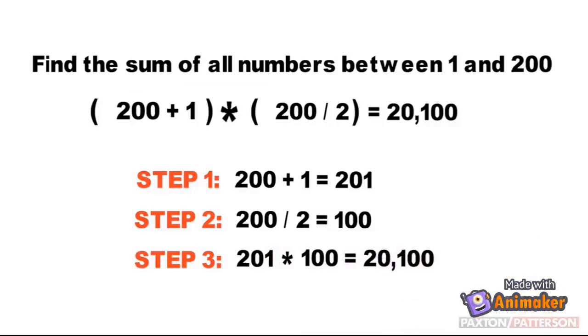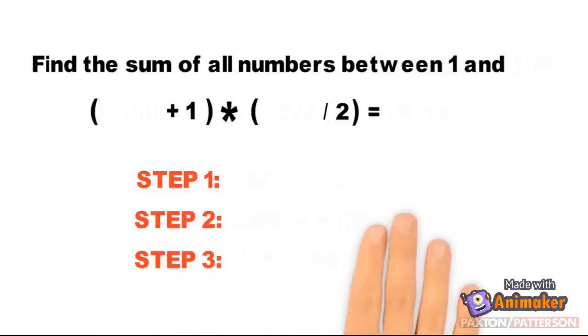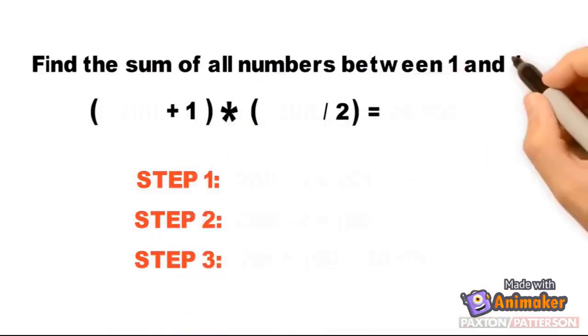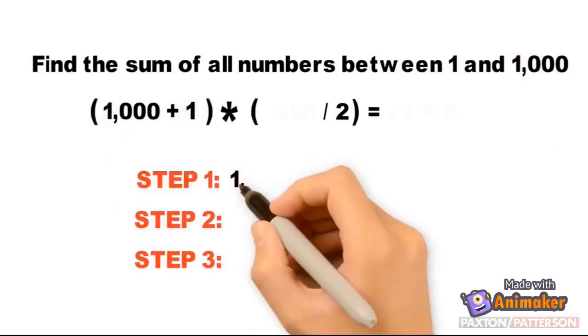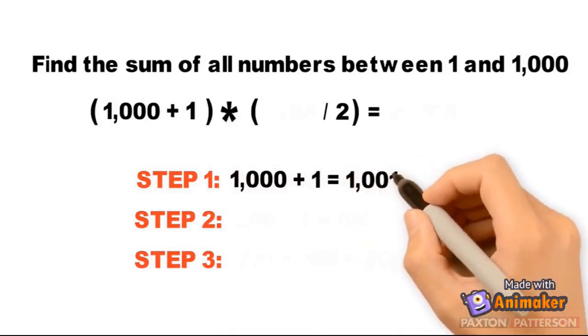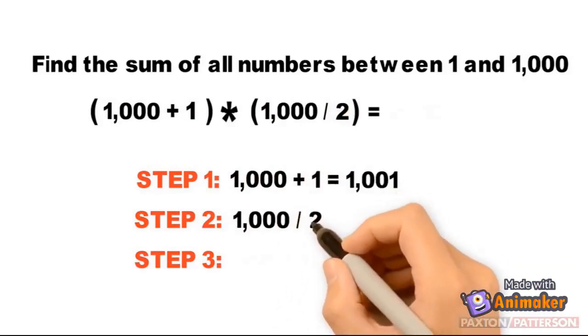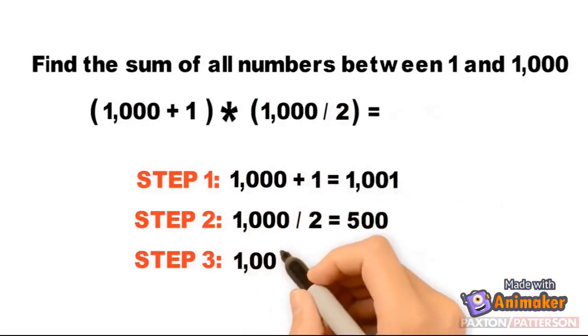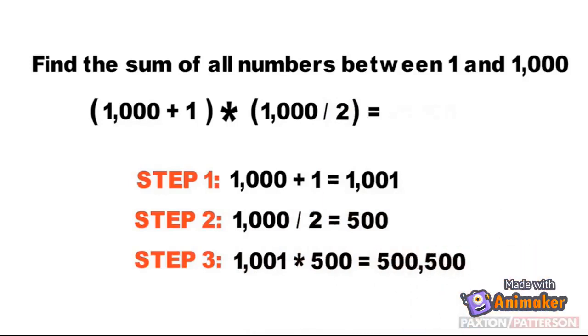This algorithm can be used to find the sum of all numbers between 1 and any number. Let's see how it works with 1,000. Erase the 200s. Now find the sum of all numbers between 1 and 1,000. 1,000 plus 1. 1,000 divided by 2. Multiply them together, and we end up with 500,500.